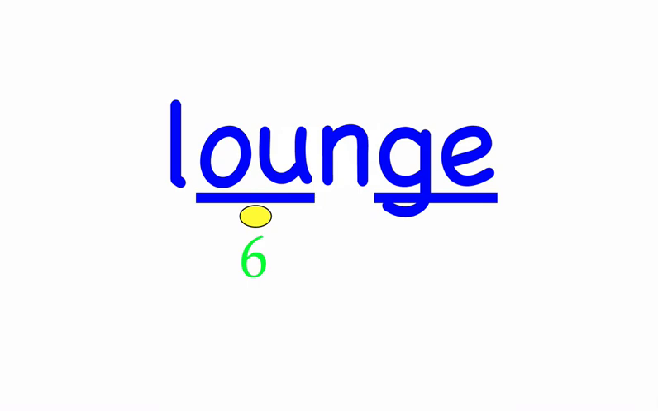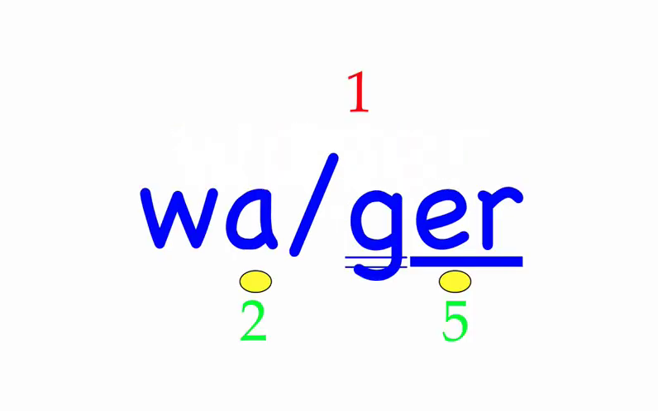Wager. Wager. I wager that you will win the contest. Wager. Way has 2 sounds. W, a. Jur, 2 sounds. J, r. Wager. Mark the word.